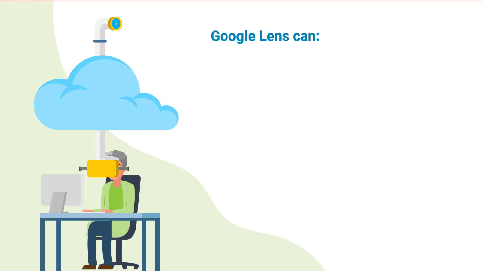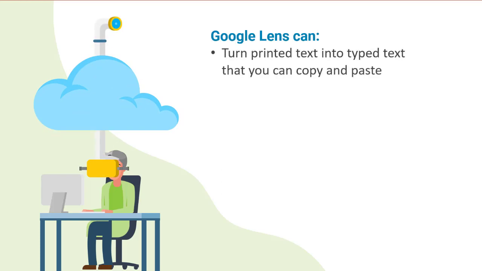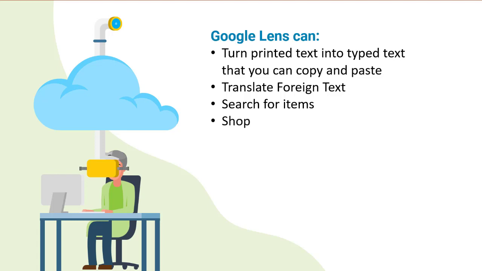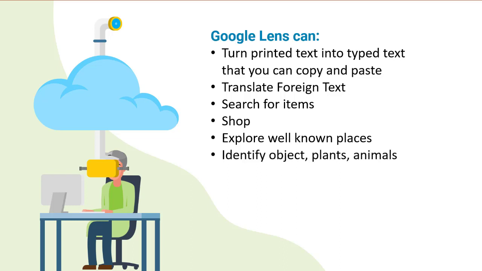So to recap, Google Lens can do an awful lot of things for you right out of the gate. It can turn printed text into typed text so that you can actually copy and paste it into other programs and apps. It can translate foreign text. It can search for items on the web. It can even do some shopping for you. And it will help you explore well-known locations and places, identify objects, and specifically plants and animals. It can even read to you and do your homework.